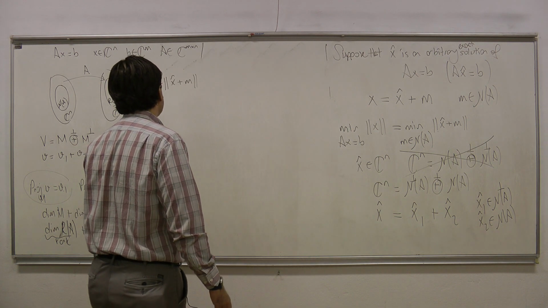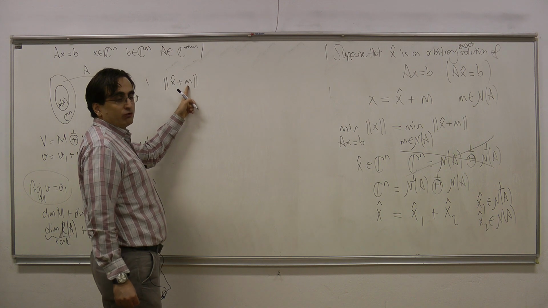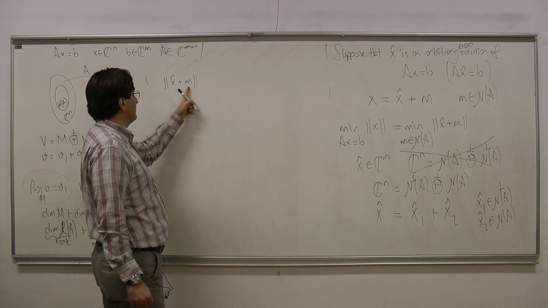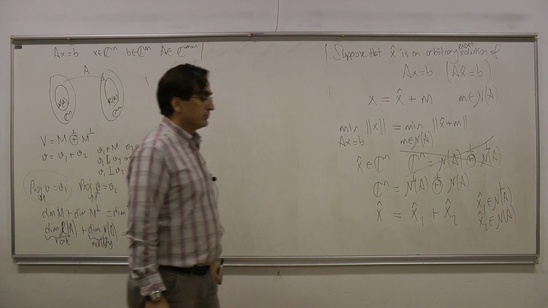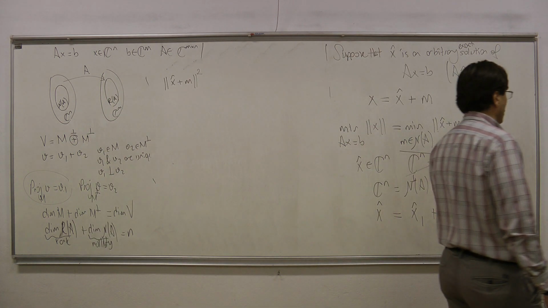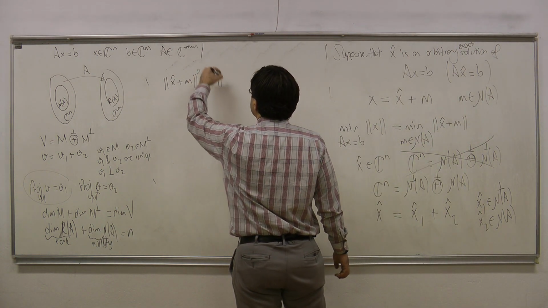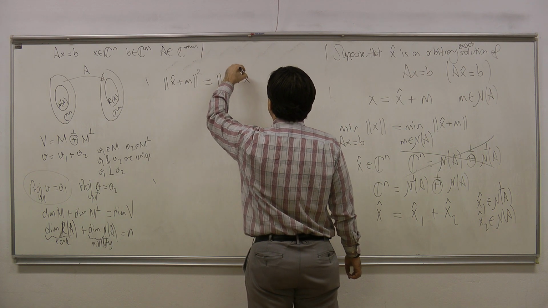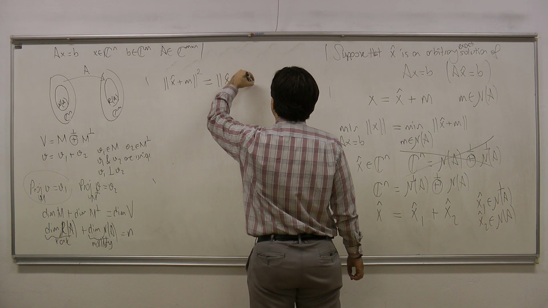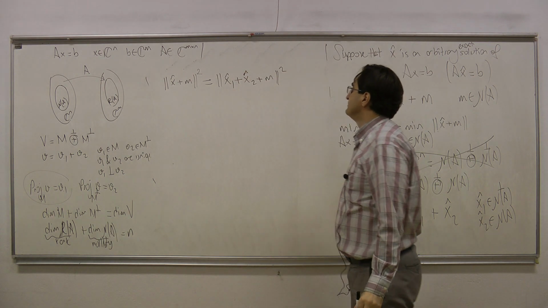All right? So now instead of minimizing this cost by choosing an m in null space of A, I can minimize its square again. Okay? It really doesn't matter because the norm is non-negative. That is equal to, instead of x hat, I will write its decomposition: the norm squared of x1 hat plus x2 hat plus m.